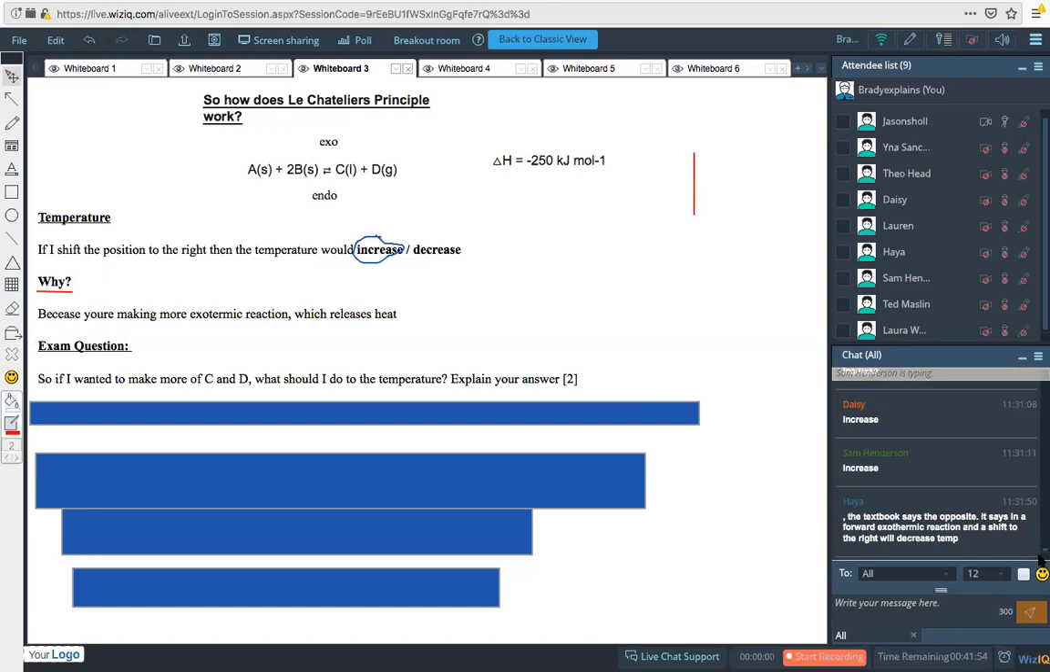So higher, I'll just go back to your thing. What the textbook says is if the forward reaction is exothermic, in order to shift the position to the right, you need to decrease the temp. So you just misread it a little bit there, which is fine. We're all trying to pull through this together in weird circumstances. So it's not a problem. But yeah, that's not quite what it said.